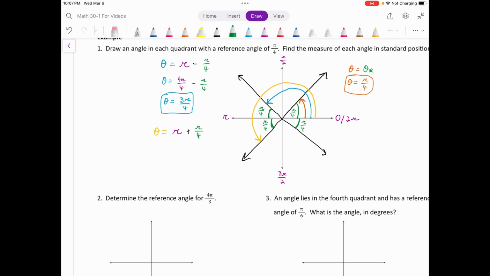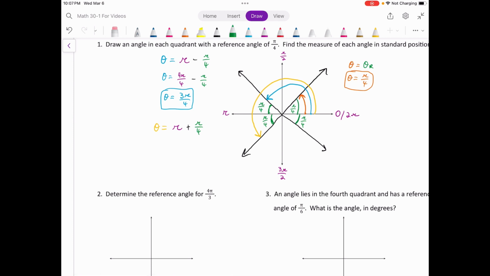Okay, so do you see how that's our angle, theta for the yellow one here in quadrant 3? Pi plus another pi over 4. If we want to get a common denominator, we could. Pi with a denominator of 4 would just be 4 pi over 4, plus another pi over 4. This makes sense. We're going to get 5 pi over 4 radians, right?